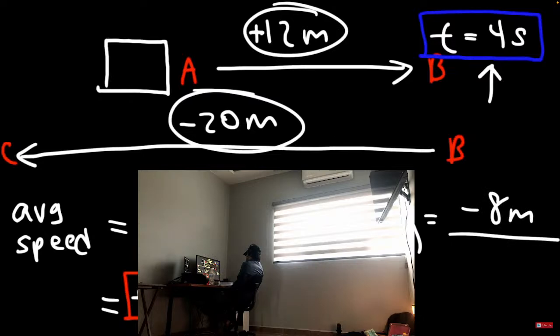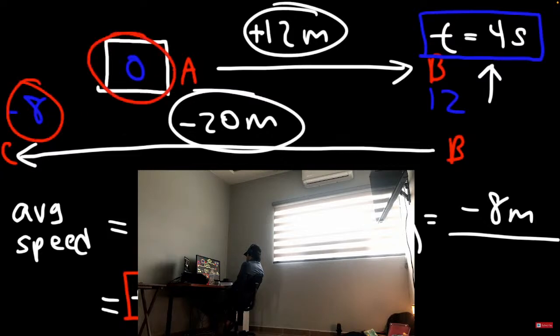Now keep in mind, you can also treat this as a number line. Let's say A is at position 0. B will be at position 12. And then if you do 12 minus 20, you'll see that C is at position negative 8. And the difference between these two positions will be the net displacement, which is still negative 8. So the final position minus the initial position will give you the net displacement.